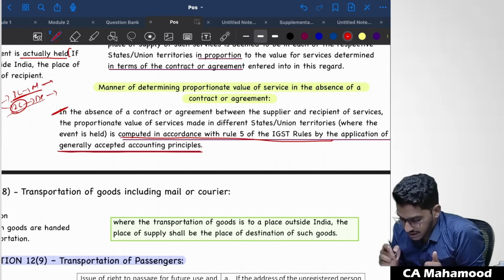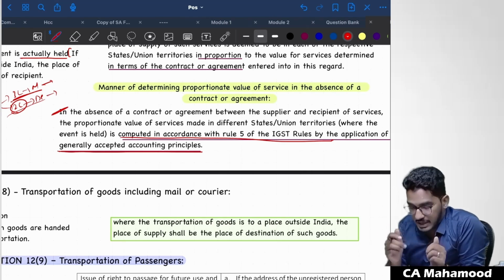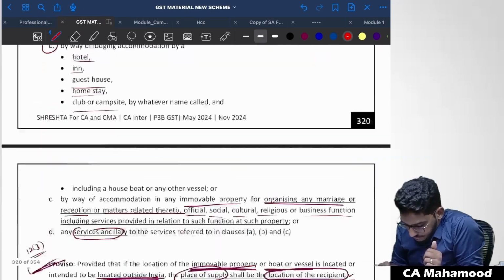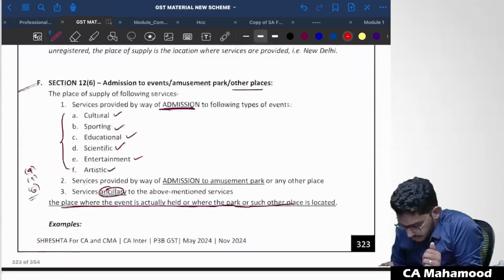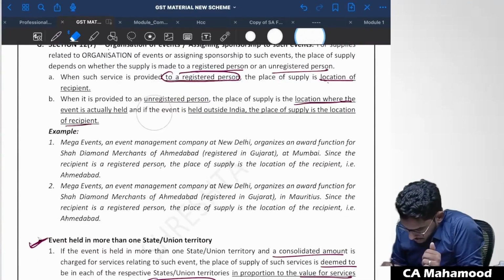So you need not worry about this. Why? Because in the question itself they will tell you what the division will be as per the generally accepted accounting principle. Let me show you one example here, of how they will ask you a question. I just wanted to make you aware. Yes, see here.